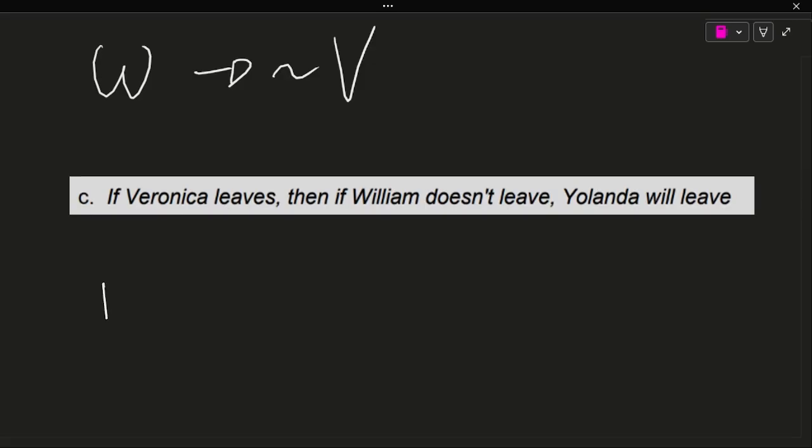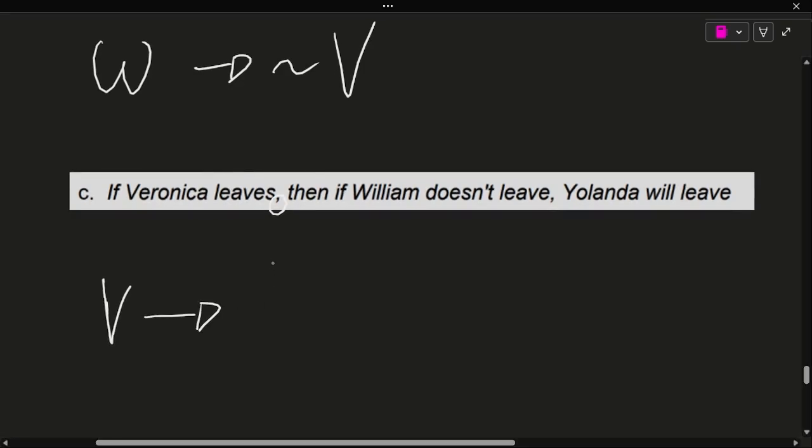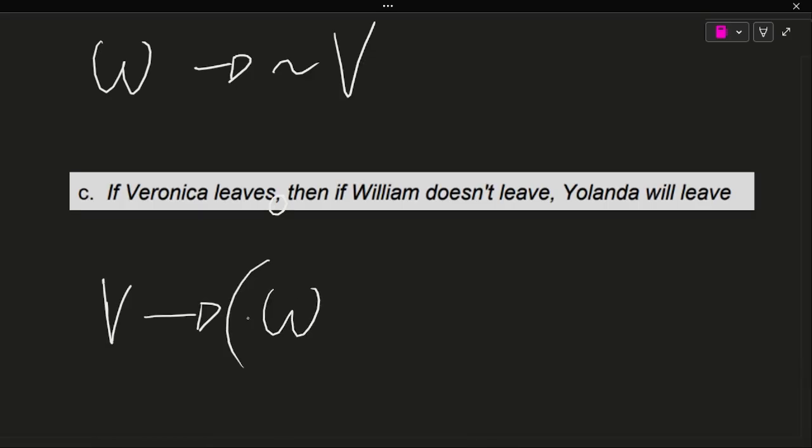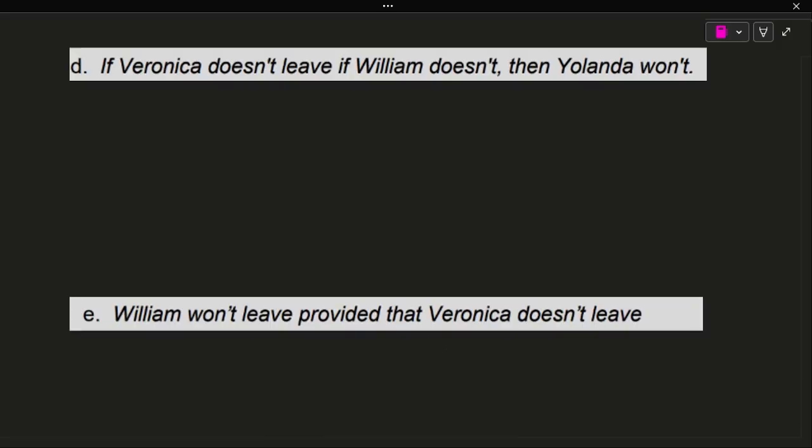Because the first one's the Veronica, if, and because there's a comma here, we look at that. If Veronica leaves, then, open bracket, if William doesn't leave, Yolanda will leave. If Veronica doesn't leave, if William doesn't, then Yolanda won't. We can read it as move the if statement of William forward, because there's two ifs here. Did you notice that?